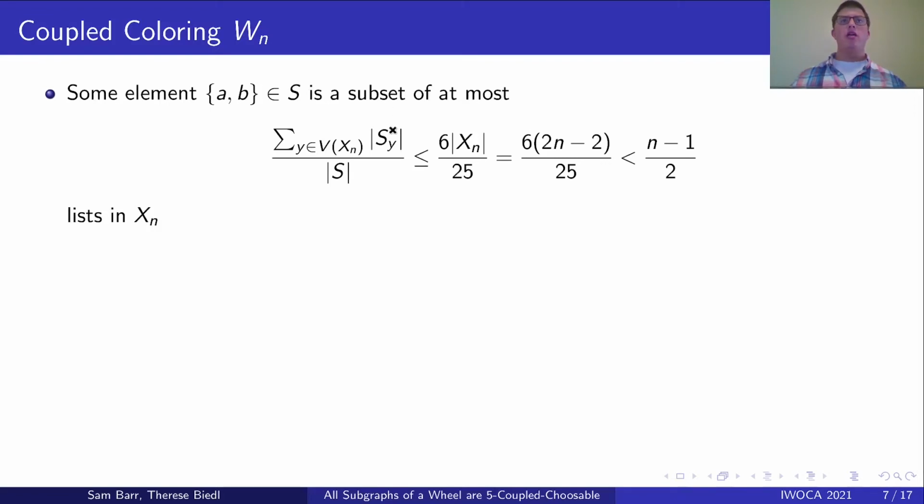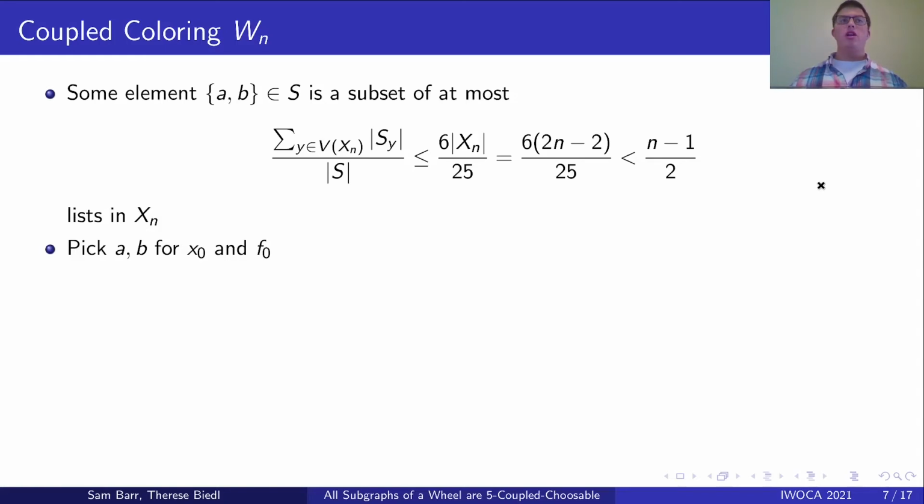Summing the size of all of these S sub y's over the vertices of x sub n and dividing by the size of S gives us how often these color pairs appear on average. As shown on the previous slide, the size of S sub y is always at most 6, and the size of S is exactly 25. Moreover, the size of x sub n is exactly 2n minus 2, and therefore we can see that some color pair AB will appear at most (n minus 1) over 2 times in lists of x sub n.